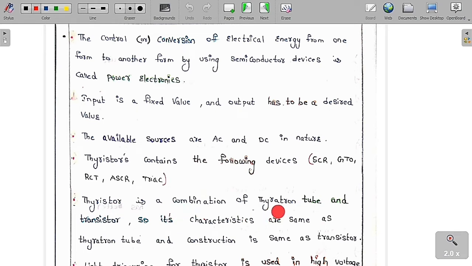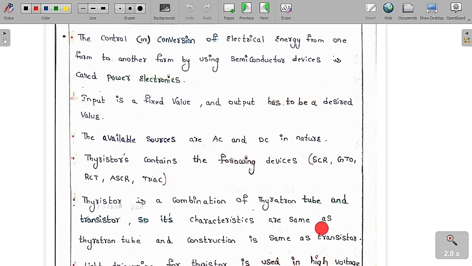Thyristor is a combination of thyristor tube and transistor. You can see clearly that thyristor is a name for a combination of the thyristor tube and the transistor. If you combine the properties of these two things, we make the thyristor.